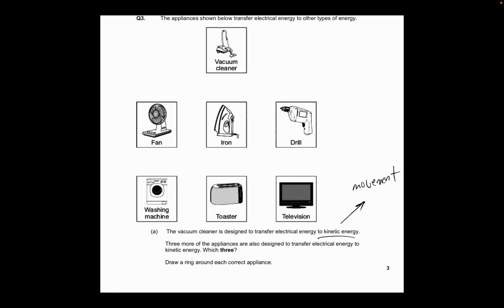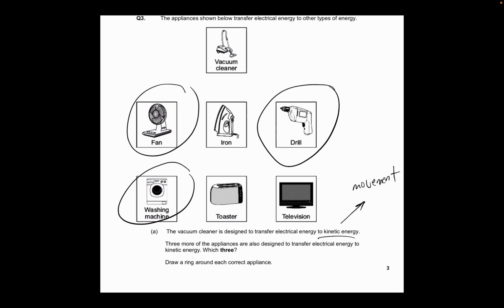So in this case, the answers could be a fan, because a fan creates movement. We're going to draw a ring around each of the correct appliances. So it's a fan that creates movement since motors rotate. A drill also creates movement since the blade rotates. Then you have a washing machine, something that turns around. So all these appliances have some form of kinetic energy, of movement. In the fan, the blade rotates. In a drill, the drill rotates itself. In a washing machine, I think the inside rotates as well. So that's why we're circling only these 3 appliances which transfer electric energy to kinetic energy. Let's move on to the next question.